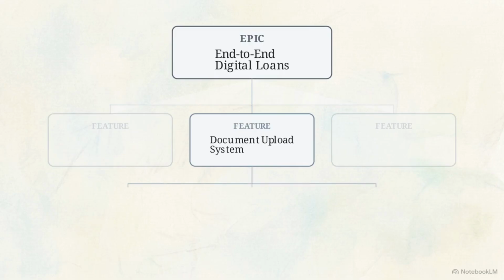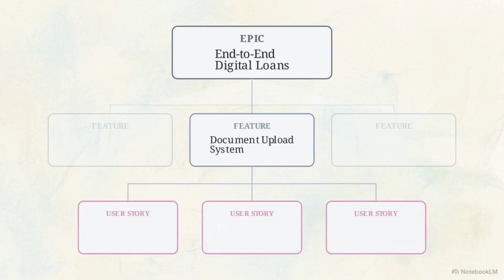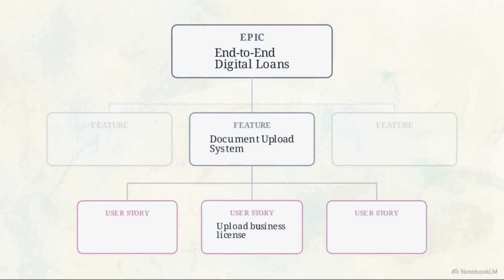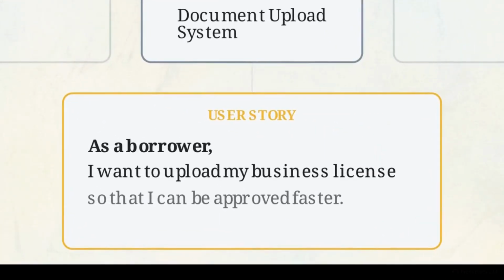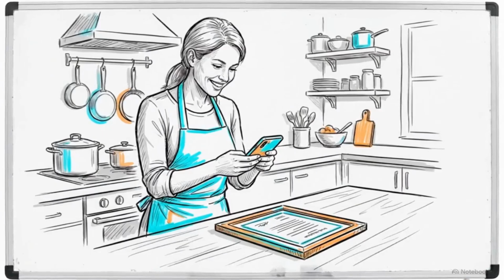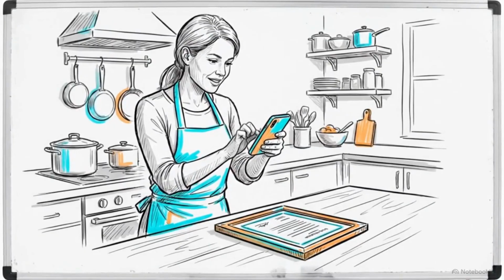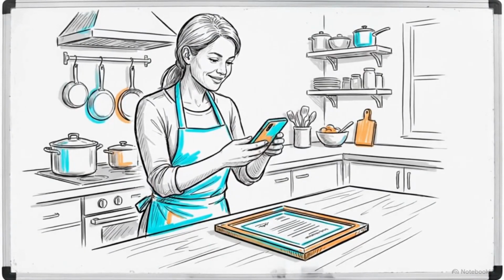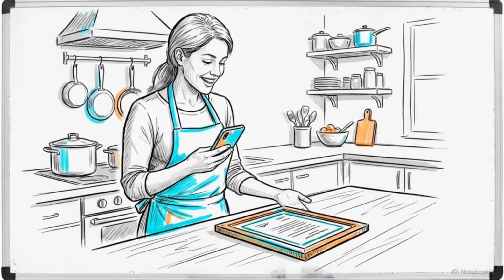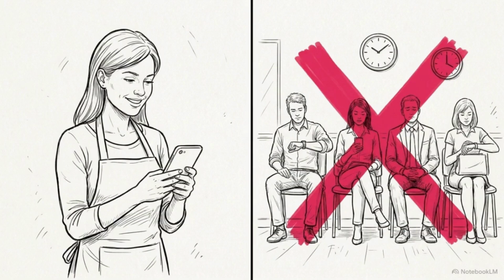We then look at those features from the customer's perspective. We break them into user stories. This ensures we are solving a real problem for a real person. A clear user story sounds like this. As a small business owner, I want to upload my official business license from my phone so I don't have to visit a bank branch in person.